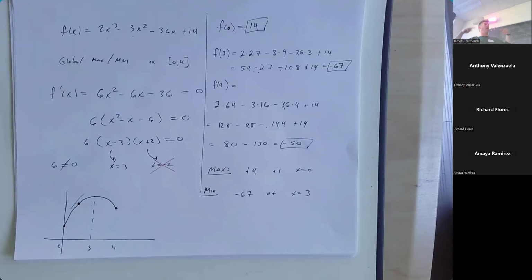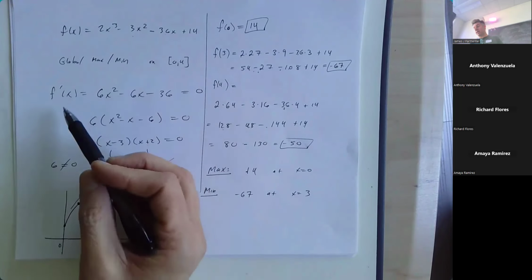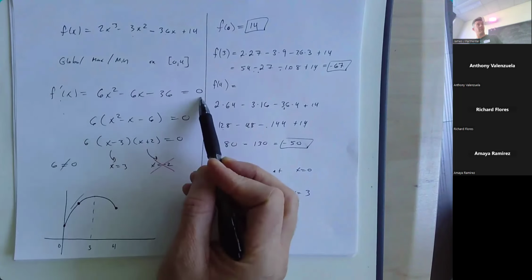So to be a possible max or min, it has to be a place where the derivative is either 0 or undefined. So we're only taking the critical points, which we get by setting the derivative equal to 0 and then solving.